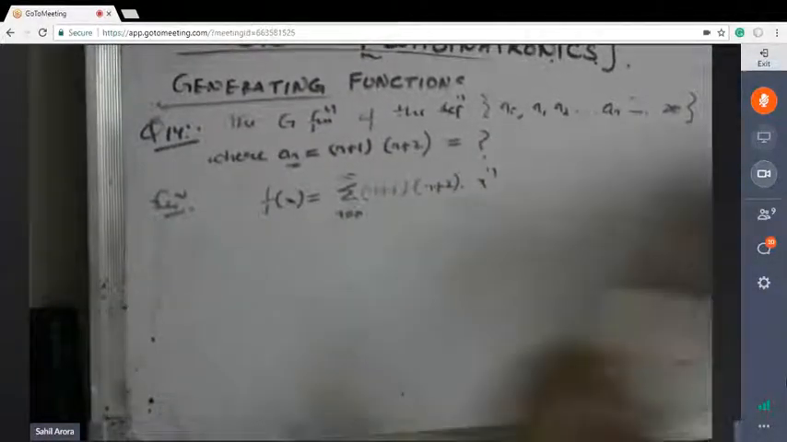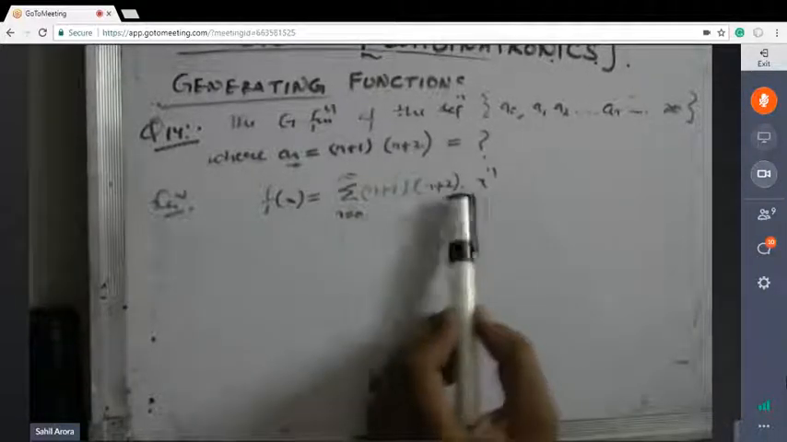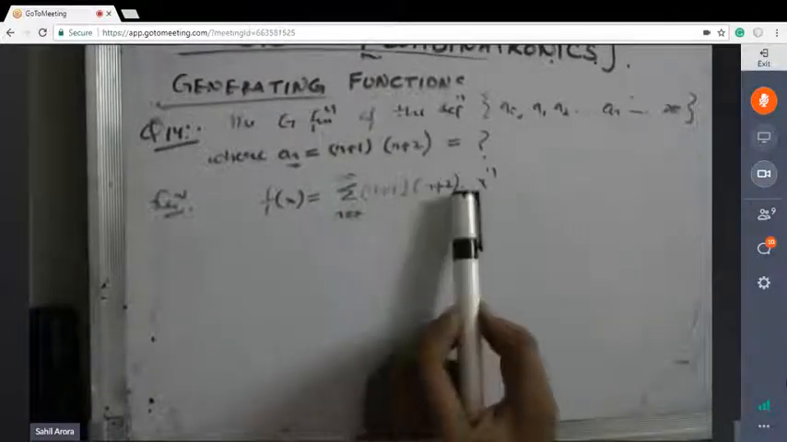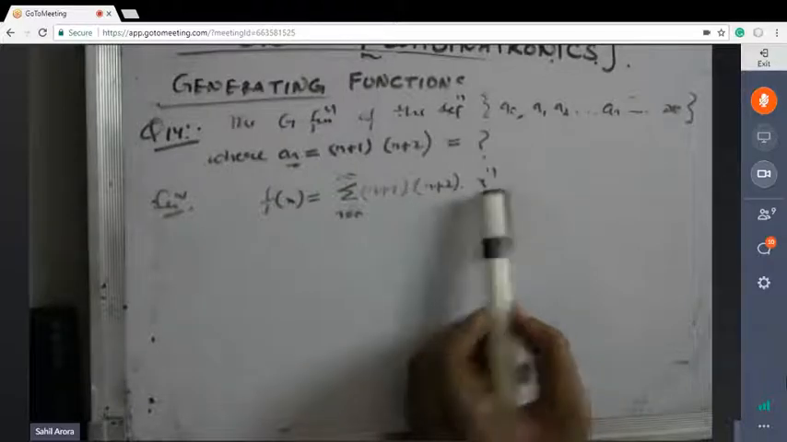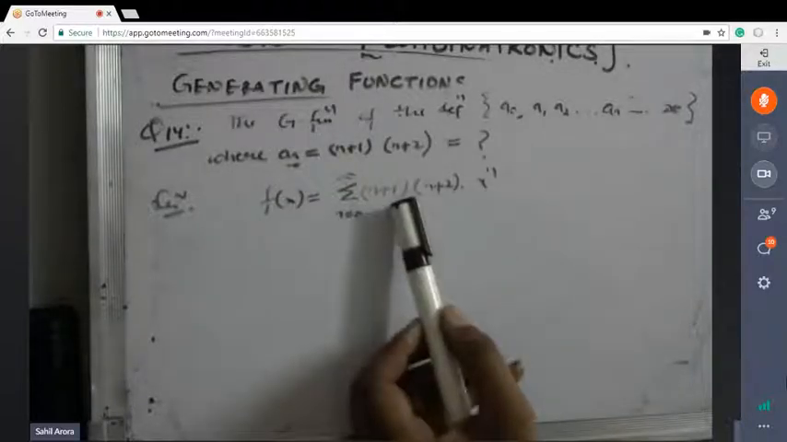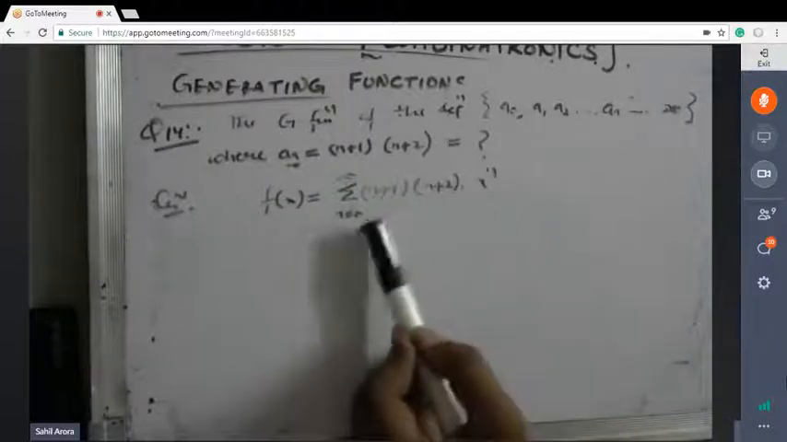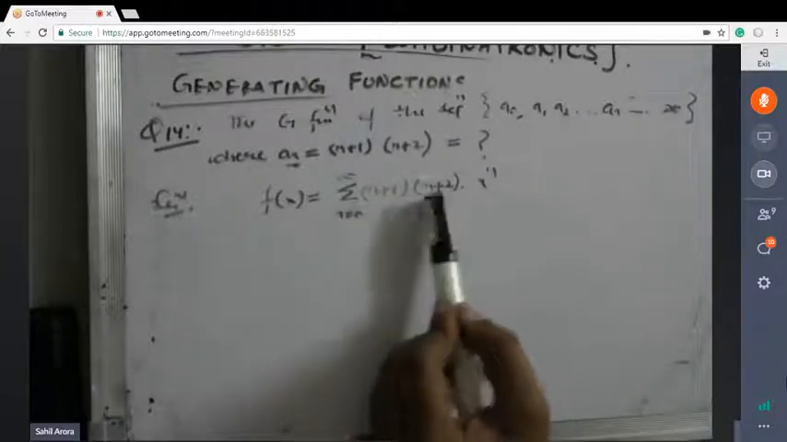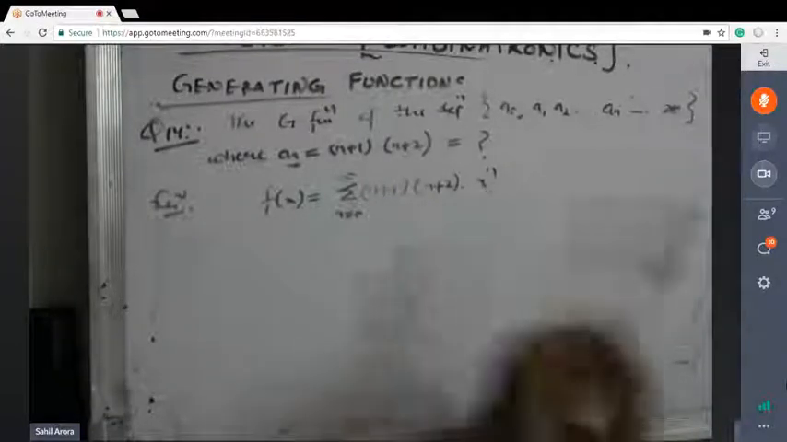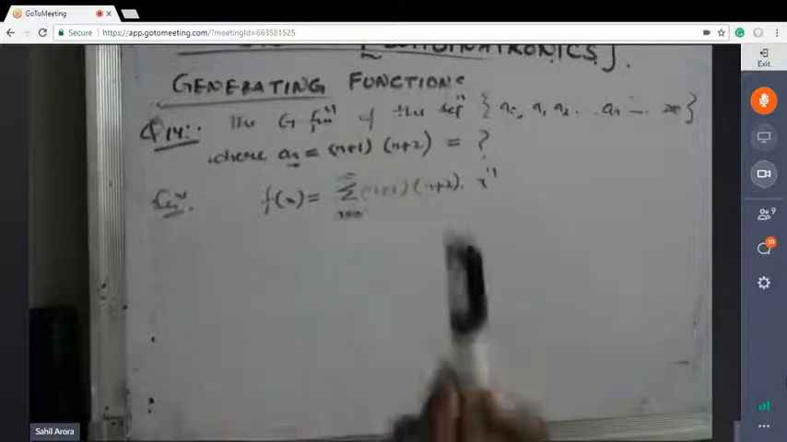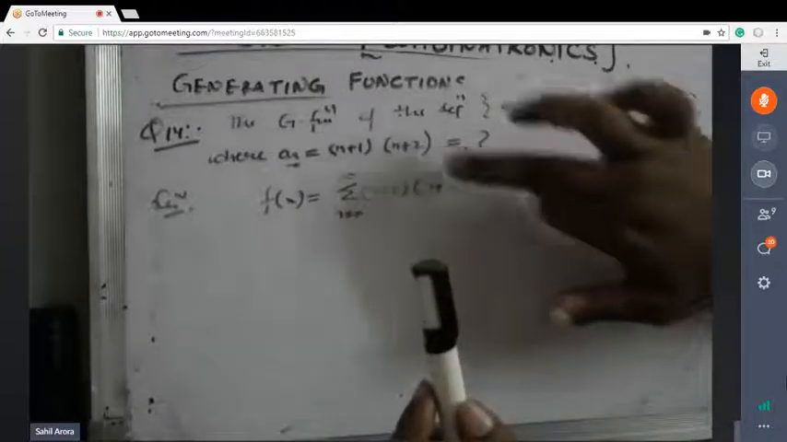So see, if you put 0 here, we get the first term. If you put 0 here, we get 1 into 2, so the first term would be 2 only, right? The next term would be nothing but how much? If you put 1 here, it will become 2 into 3, which is 6, so 6 into x, and so on. So we get the generating function from this term which is given.